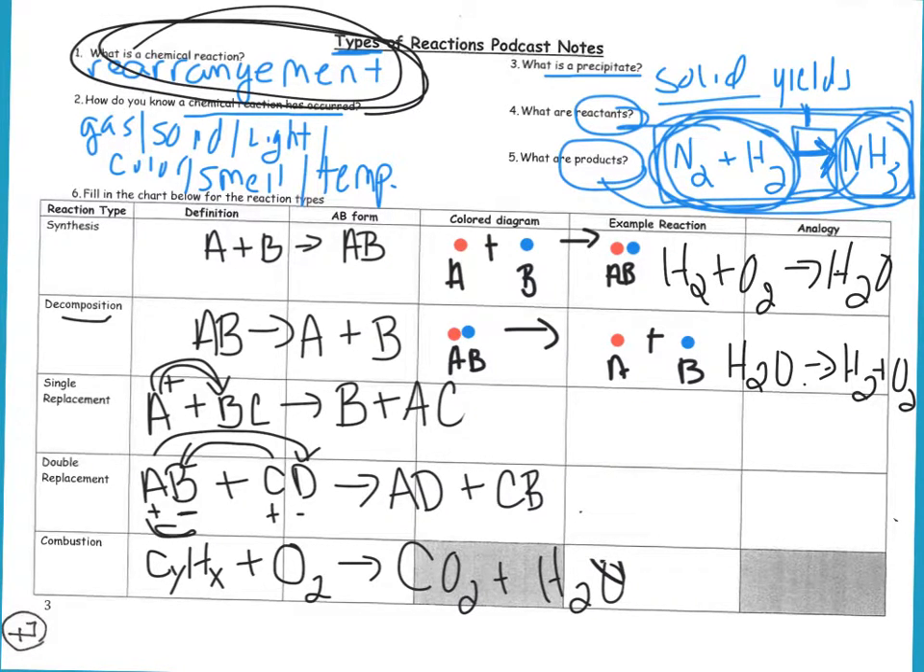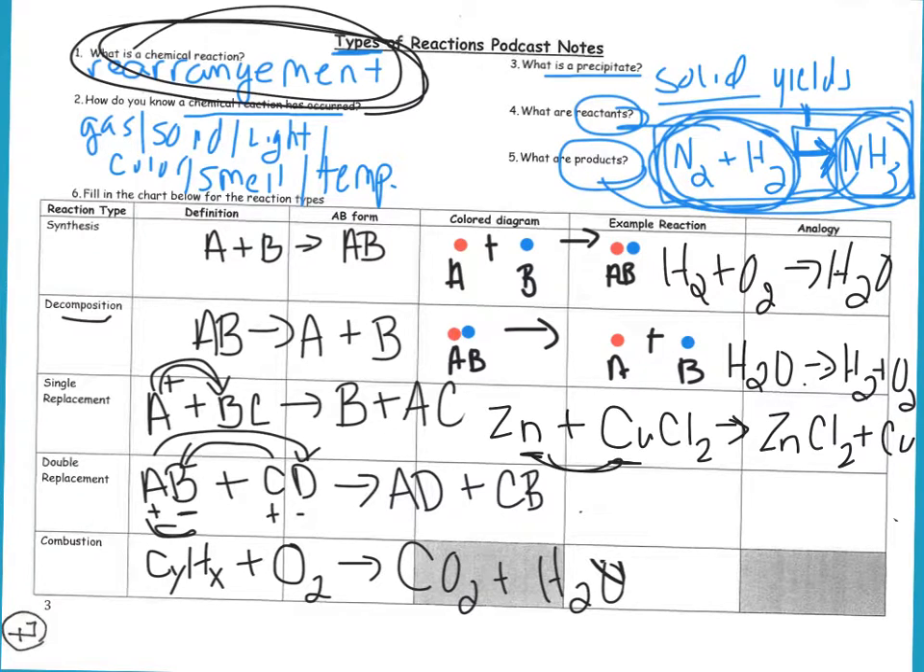It usually has to do with the metal. So for example, zinc and copper(II) chloride, they react, and copper and zinc are going to change places because those are the cations, and I have zinc chloride and copper. So in a single replacement reaction, one single guy has taken the place of the other and kind of kicked him out, and there's a new compound and a new element.